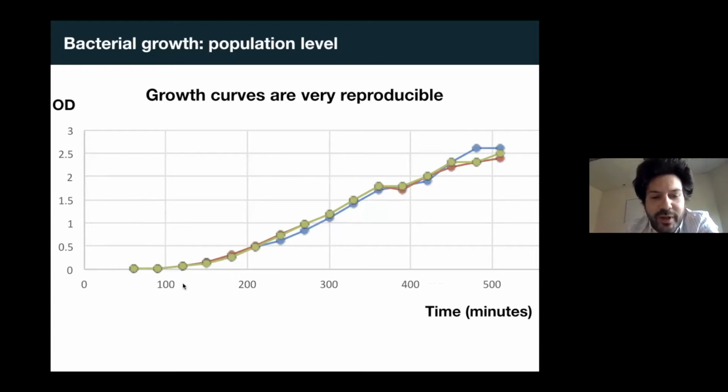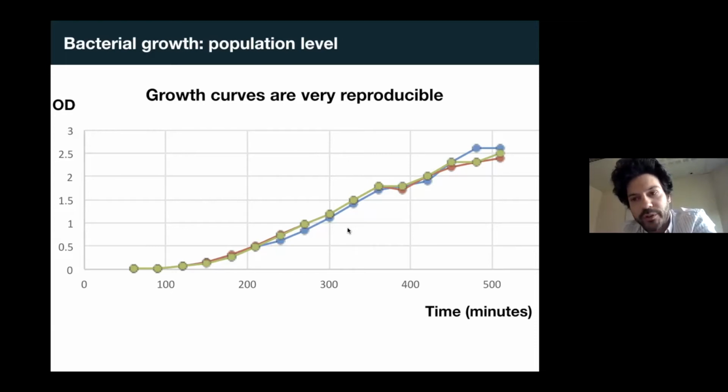You have some kind of a lag phase here. This is an exponential phase, and then you have some kind of a slowing down of growth and saturation. But the key thing here is that it's very reproducible. And now the question is, can we reproduce this experiment, not 3 times, but dozens of times, hundreds of times, and see what's happening? And that's where microfluidics comes in.